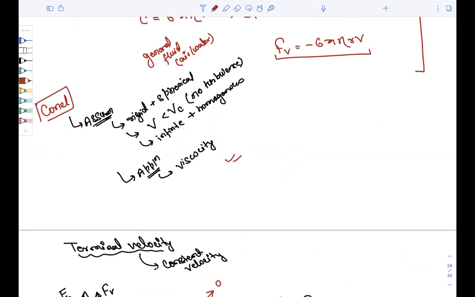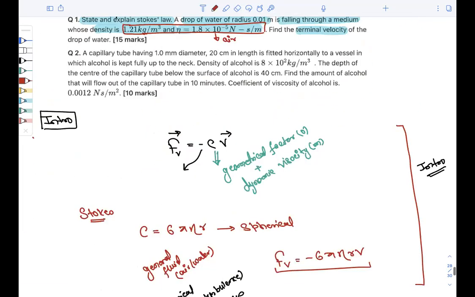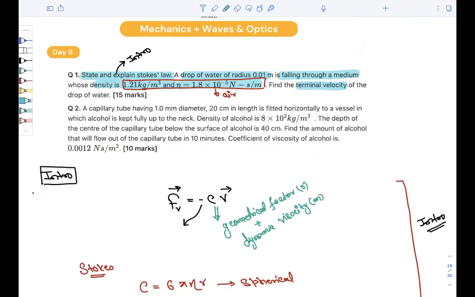So this is all about question number 1. Let us move to question number 2. Question number 2 states that a capillary tube having this much diameter and this much length. So basically, the capillary tube radius is given, length is given. It is connected to a vessel in which alcohol is kept filled up to the neck.